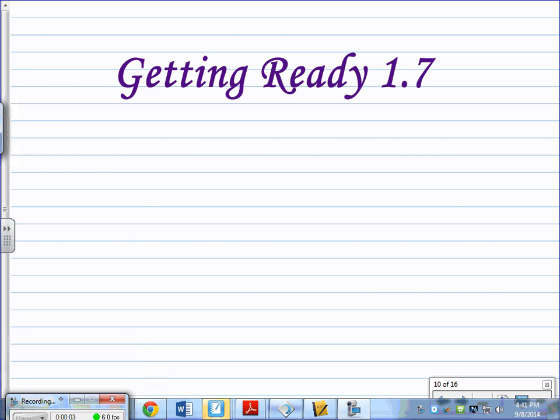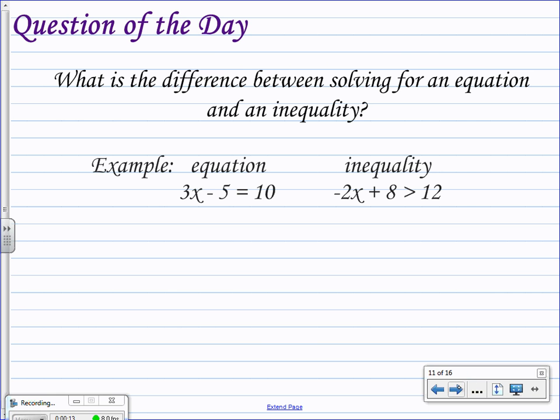Hi guys, so here we go on some tutorial help for the Getting Ready 1.7. I'm going to start out with the question of the day, and the question of the day reads, what is the difference between solving for an equation and an inequality?